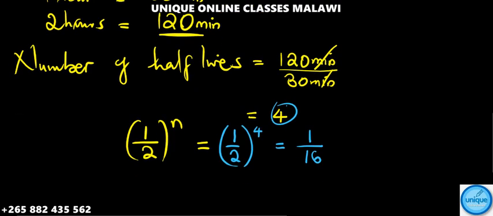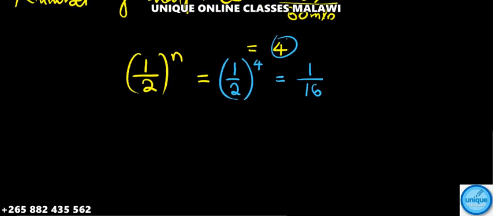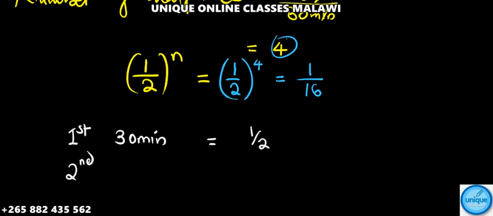Of the two methods, another method we can use here is we can just do this. We write that the first 30 minutes, we're going to have this half, and the second 30 minutes, or after 1 hour, we're going to have this half times this half.